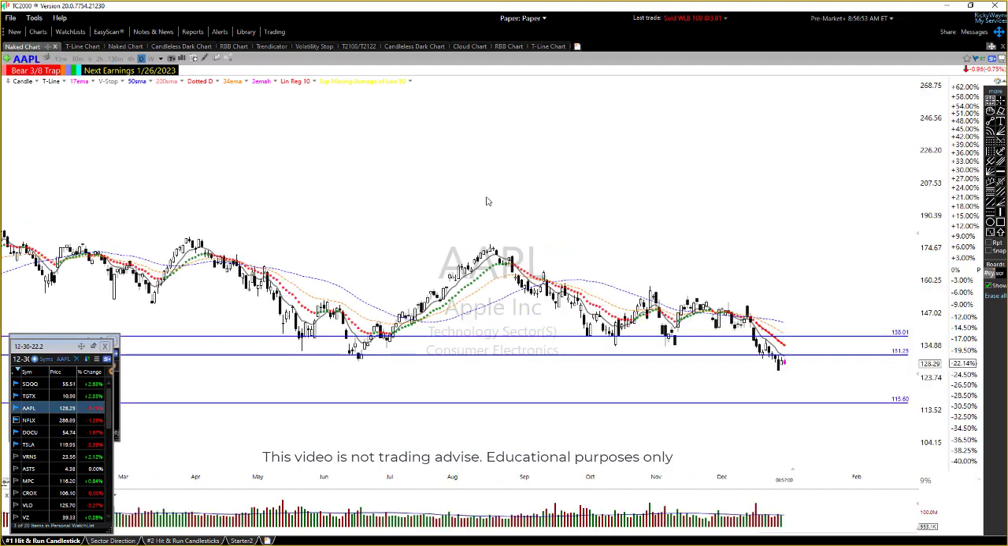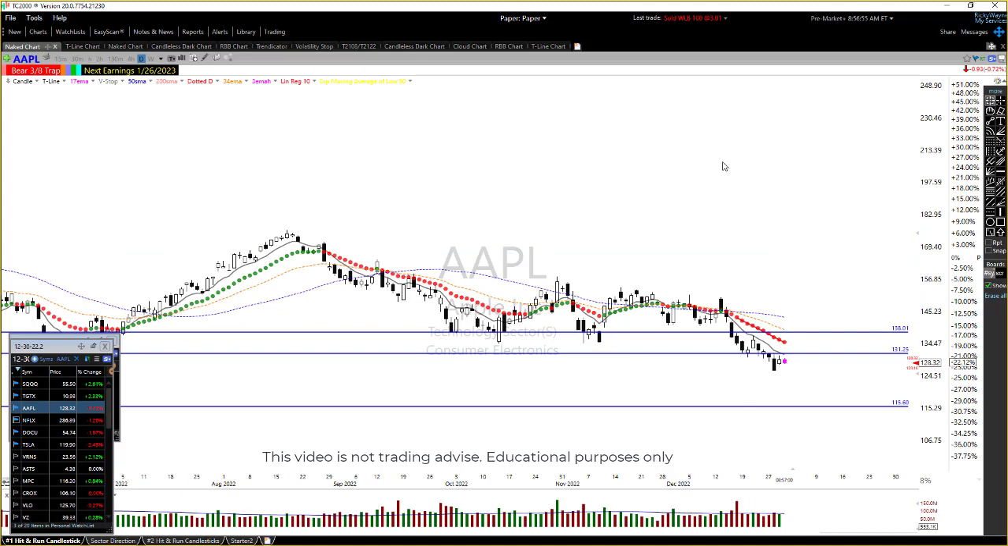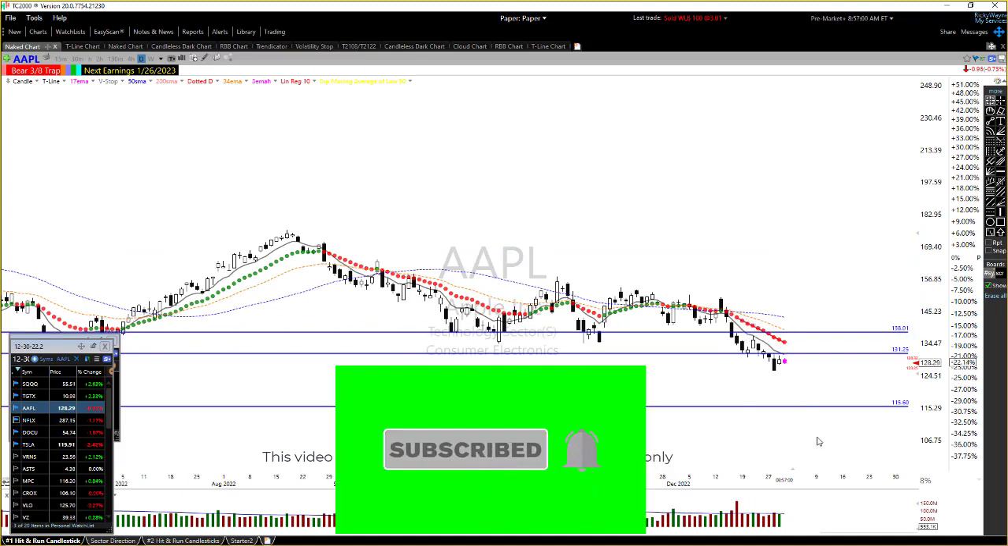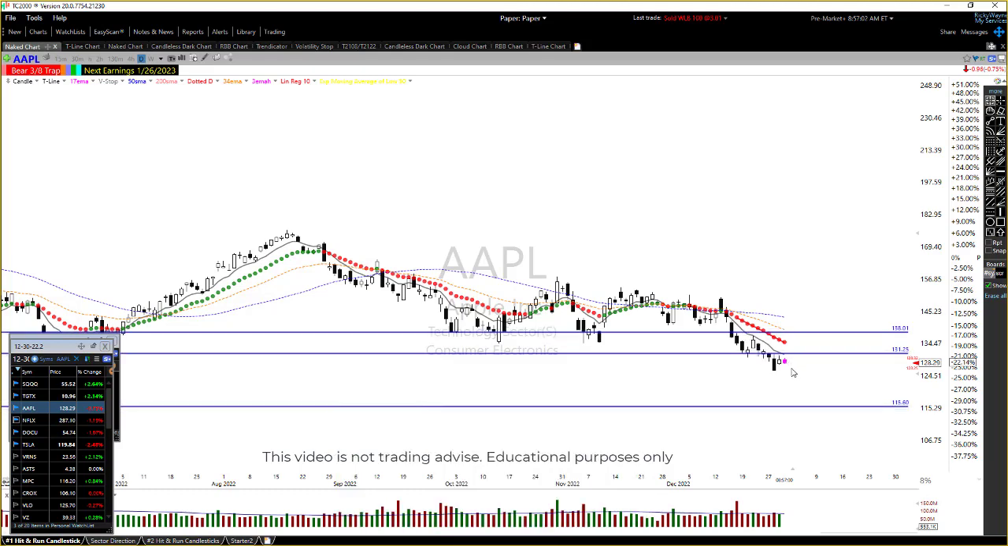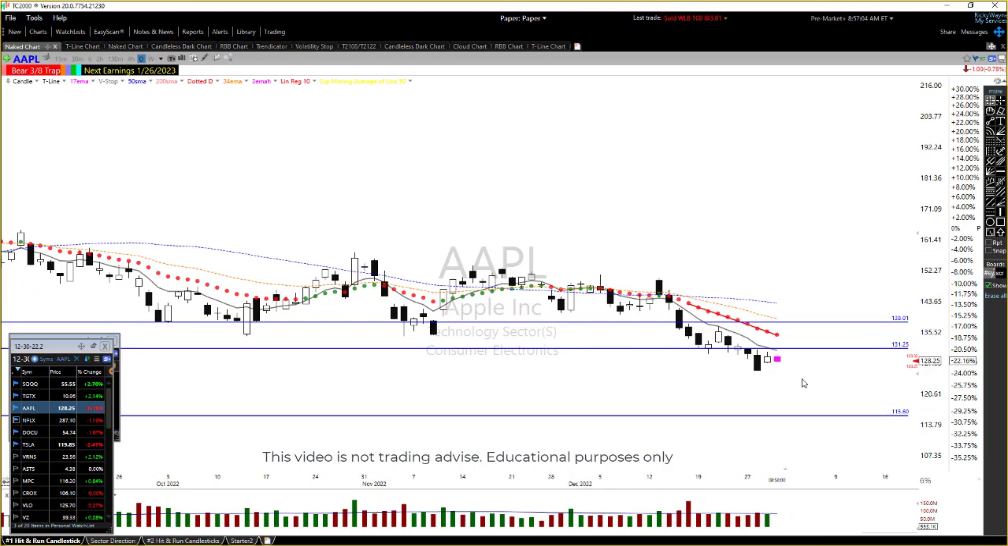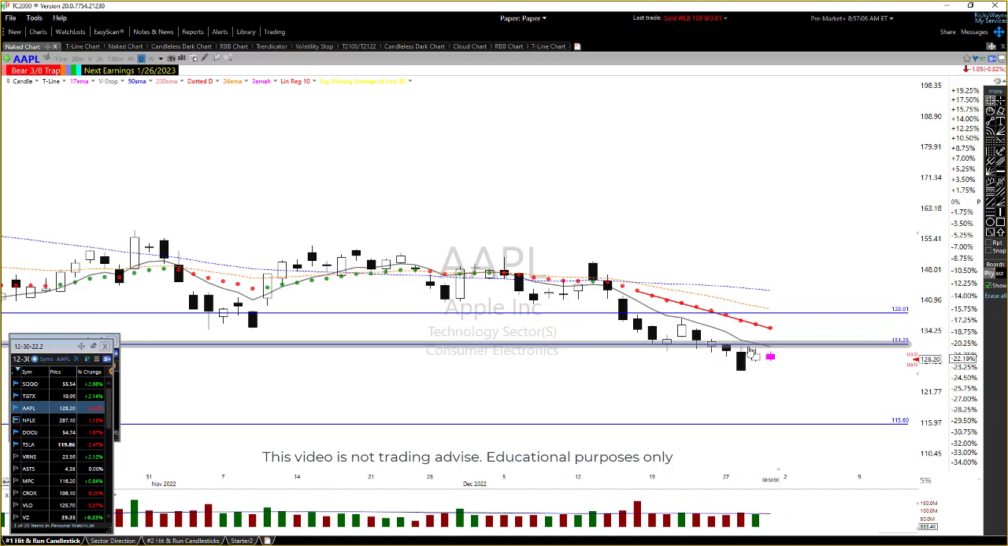Let's take a look at Apple. I'm looking for more downside on Apple. You can see the trend indicator is red. T-line's below the trend indicator. Price is below the trend indicator. We're setting up a kind of a blue ice fill, a bearish H pattern right now.